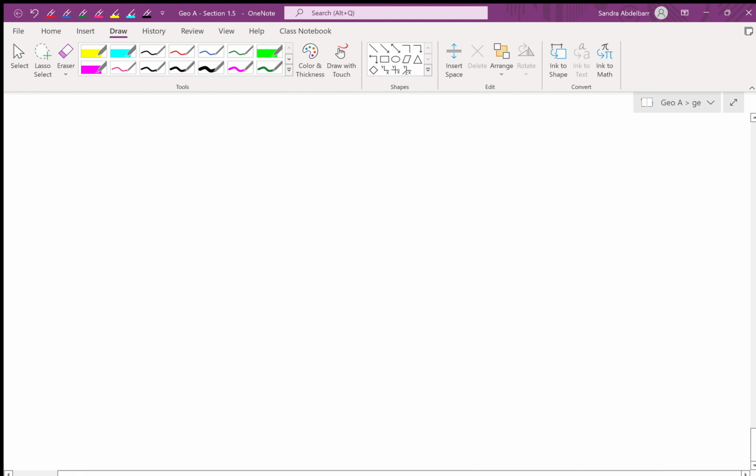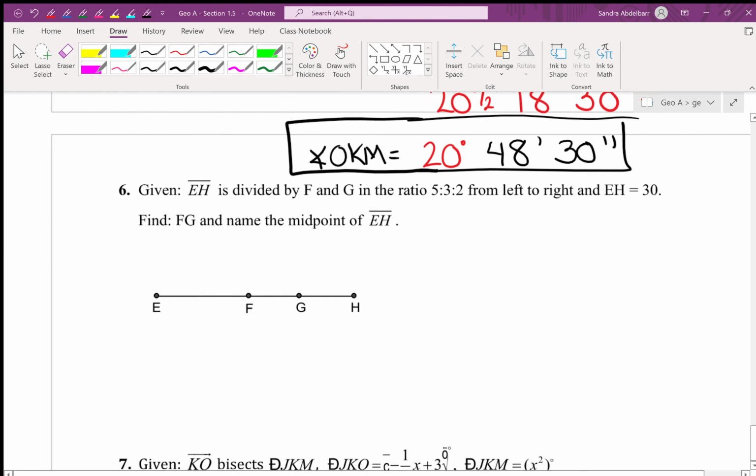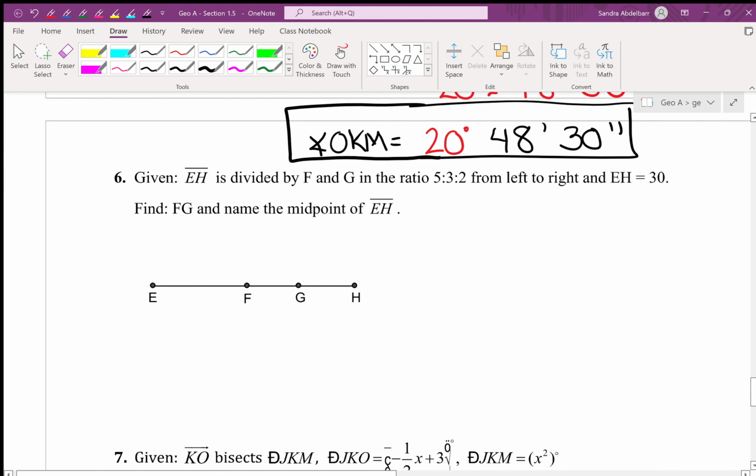All right, number 6 is a great problem. Problems like this will be showing up all year. Problems like this will be on your test.